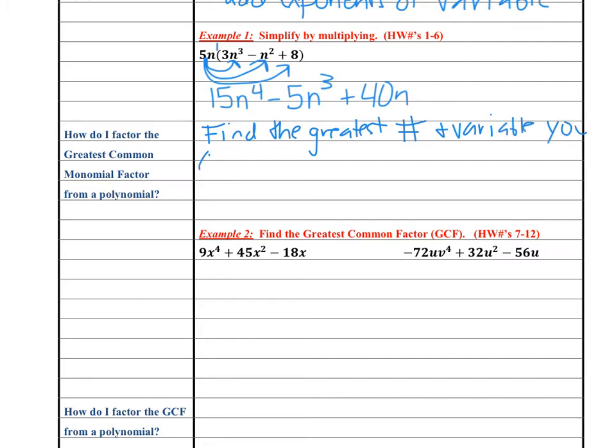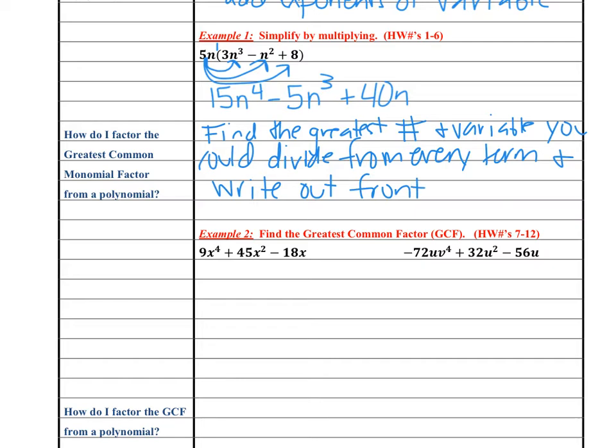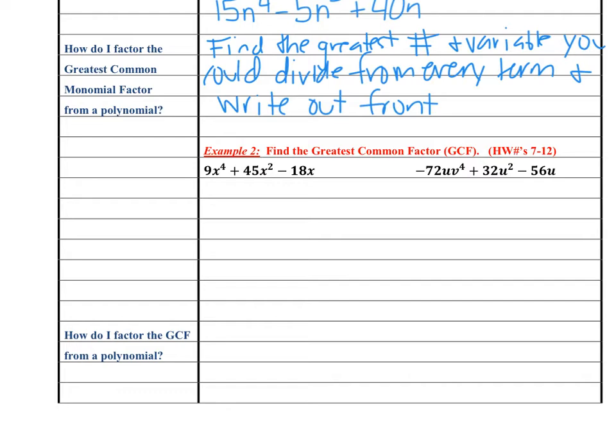Find the greatest number and variable you could divide from every term and write it out front of the parentheses. So if we look at our first example, 9x to the fourth plus 45x squared minus 18x.